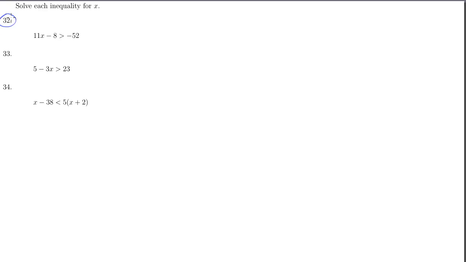We're going to start with number 32 here. 11x minus 8 is greater than negative 52. This is the one where there was a typo in the solutions. We're going to add 8 to both sides, get negative 44. Divide by 11 and get negative 4. Yes, that should be negative. Let's take a look at number 33.